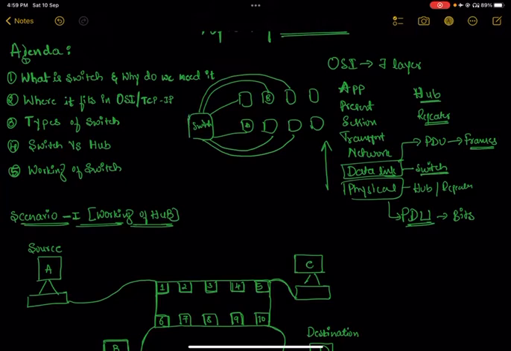This switch can be configured, or managed. If I want to make my switch understand about computer A, B, C or D, whatever it is, about my whole network in the lab, what do I do? I configure my switch. So all the switches which can be configured are called managed switches. This is the first type of switch that we have.